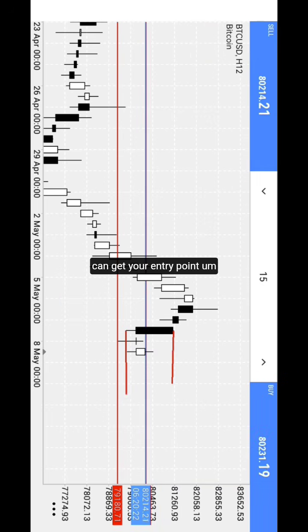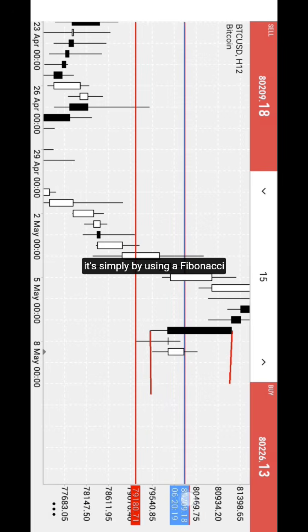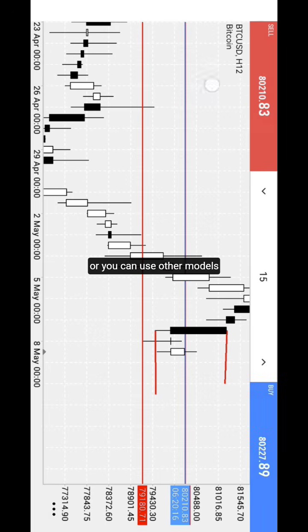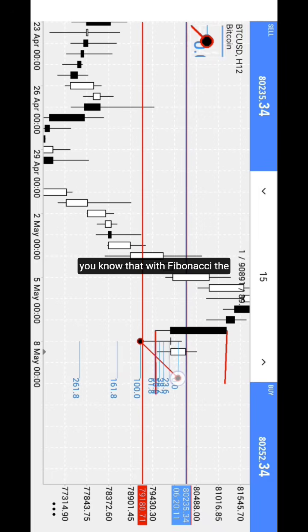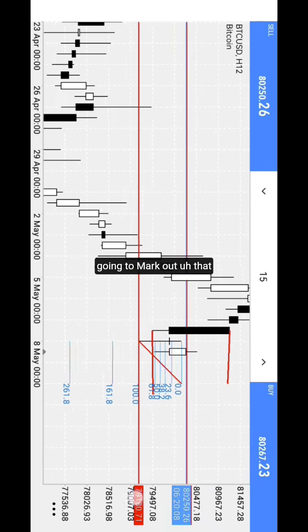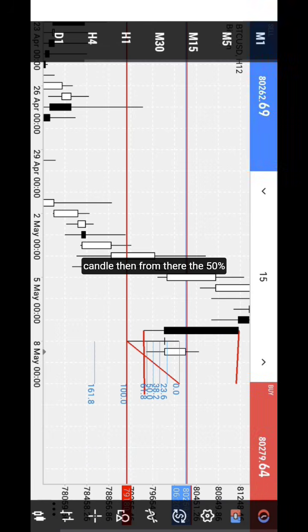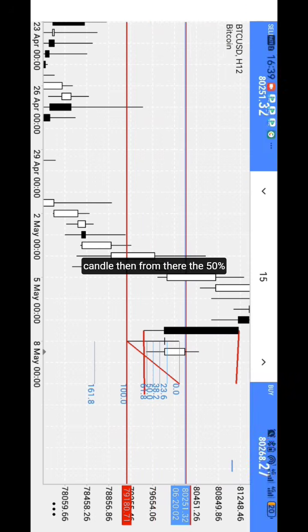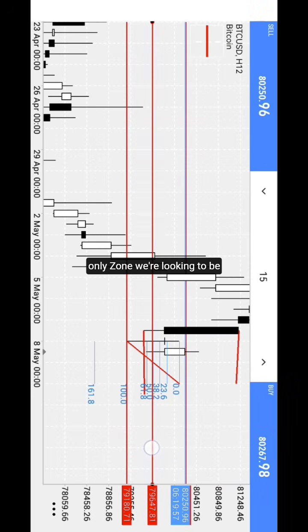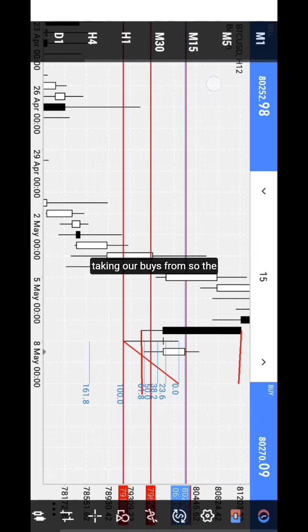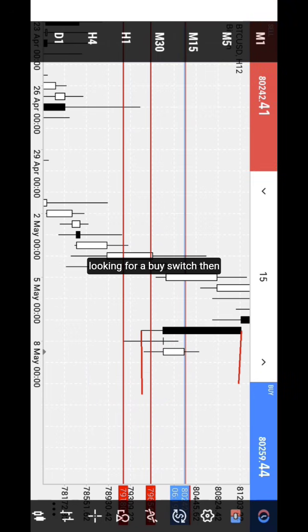The first way that you can get your entry points is simply by using Fibonacci, or you can use AMA models. So, Lana, let's start with Fibonacci. You know that with Fibonacci, the very same candle that manipulated, you're going to mark out that candle. Then from there, the 50% level, you're going to highlight it, because that's the only zone we're looking to be taking our buys from. So the market bounces back to that zone or retraces back to it, we're looking for AMA buy switch.